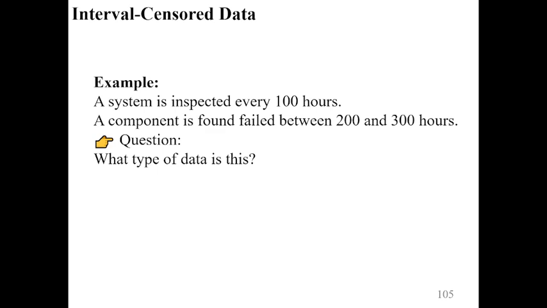Next, an example related to interval censored data. A system is inspected every 100 hours. A component is found failed between 200 and 300 hours. The question is: what type of data is this?